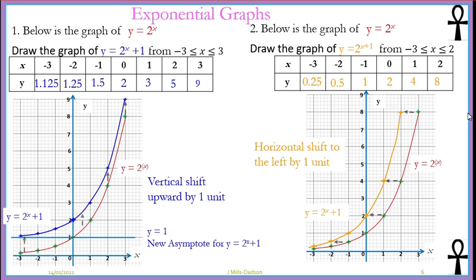That's how it works. So when it's a power, it's a horizontal shift. When it's not a power, it's a vertical shift. So it could be positive, it could be negative. That's up or down. So just take note of that.